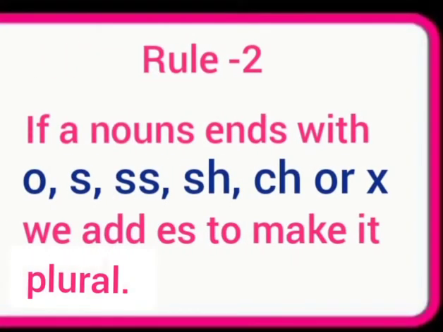Rule 2. If a noun ends with O, S, SS, SH, CH or X, we add ES to make it plural. For example, lens. One lens, many lenses. The word lens ends with the letter S. So to make it plural form, we add ES at the end.